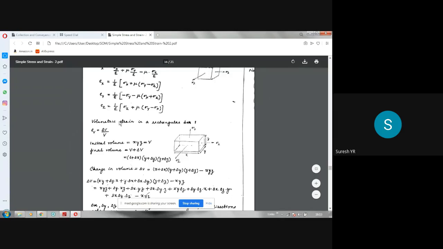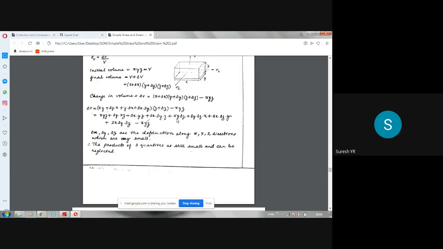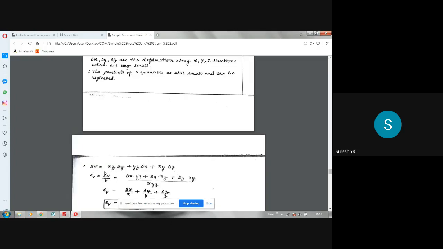Then I explained how to find the volumetric strain in a rectangular bar. Volumetric strain is given by change in volume to initial volume. Initial volume is XYZ, change in volume will be delta V. So final volume is V plus delta V, that is each dimension will increase. So you'll have X plus delta X, Y plus delta Y, Z plus delta Z. Then take the difference, neglect the small product of small delta terms, and finally you will get delta V carrying only three terms like this. Then divide the delta V by the initial volume, you will get the volumetric strain.